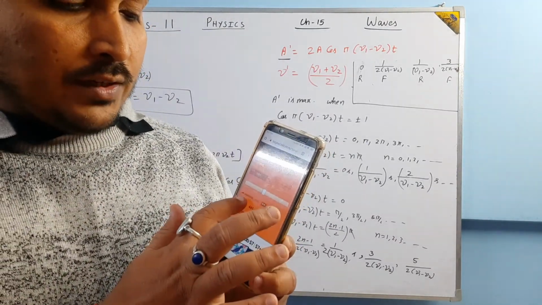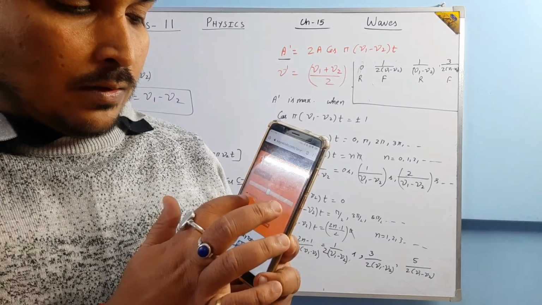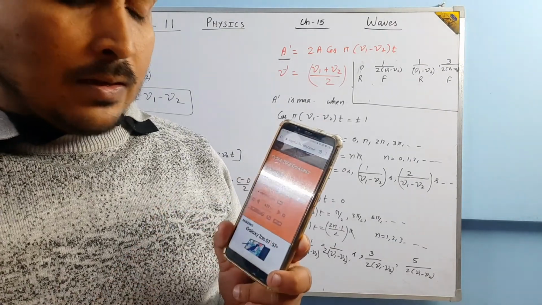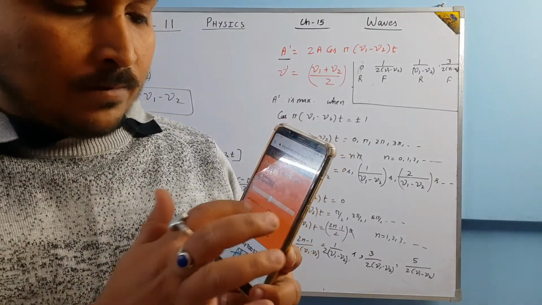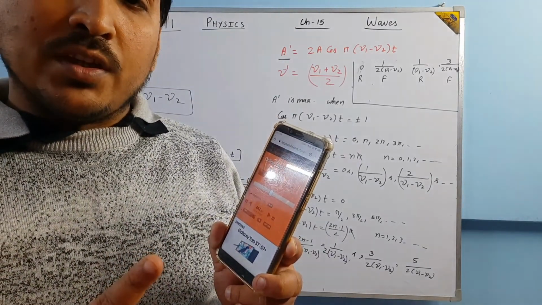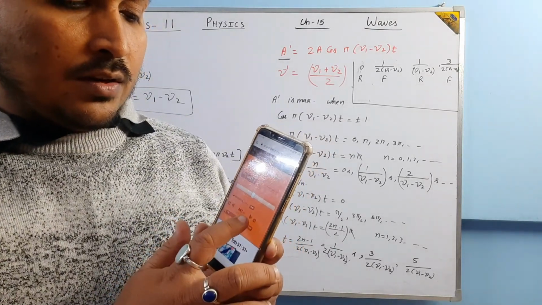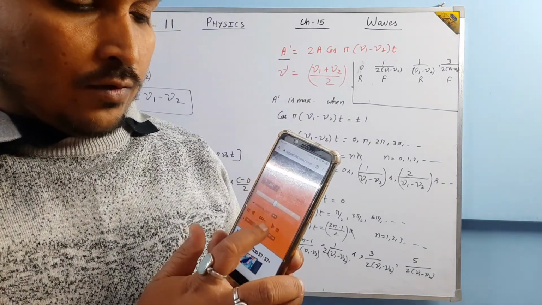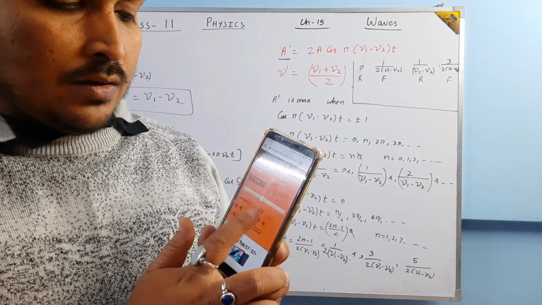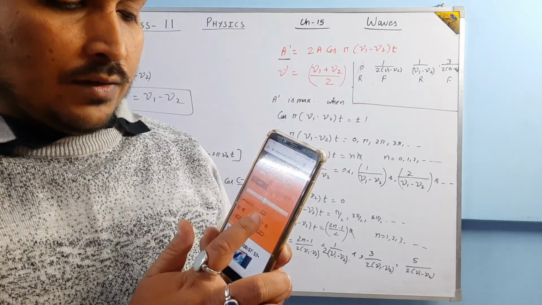If I subtract it, there are no beats because both the frequencies are equal. Again 1 beat per second. Two beats per second. 3, 4, 5, 6, 7, 8, 9, 10, 11, 12, 13, 14, 15, 16, 17, 18, 19.